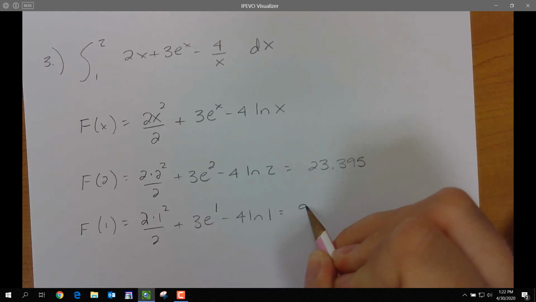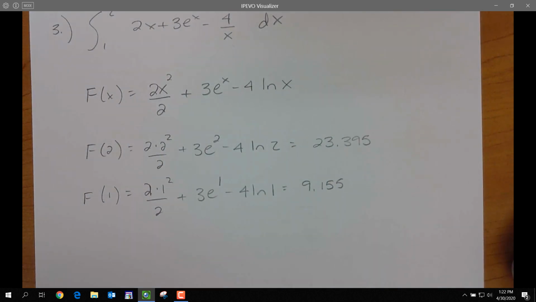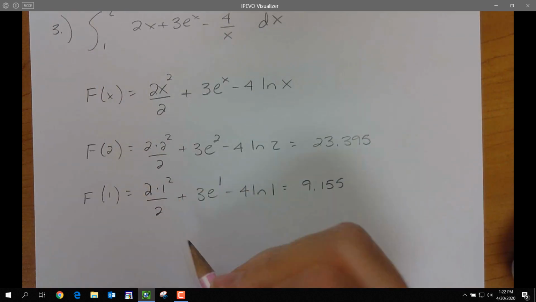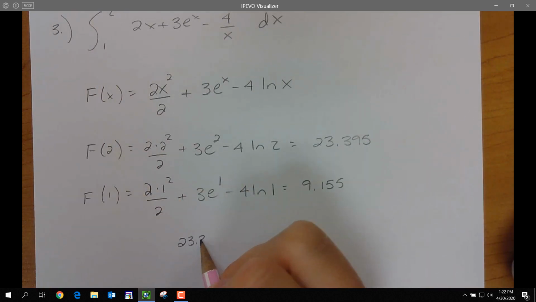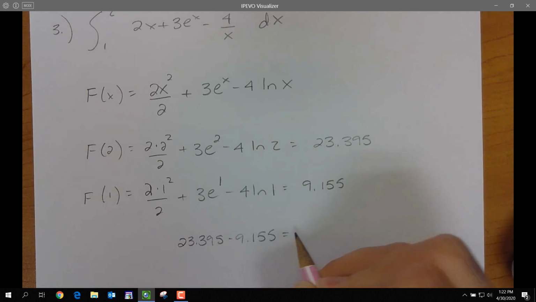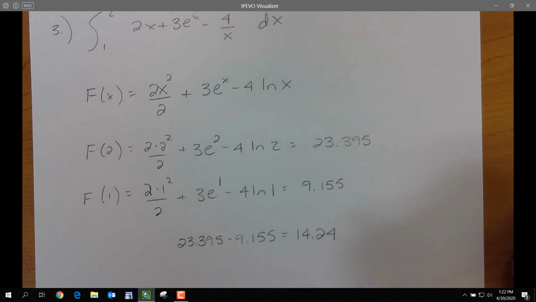And I get about 9.155. Again, pause the video, make sure you actually get these calculations. And then our final answer will be subtracting the top one minus the bottom. So 23.395 minus 9.155 will give us an answer of 14.24.